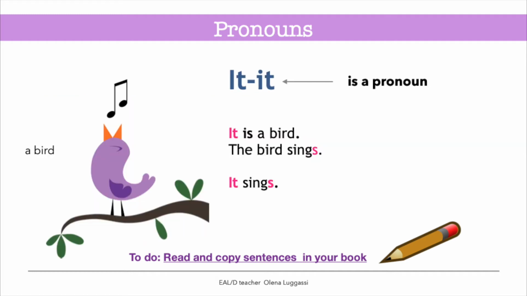The pronoun it. We use the pronoun it to refer to things, animals, and other objects. It is a bird. The bird sings. It can sing. Please pause the video and copy the sentences in your books.